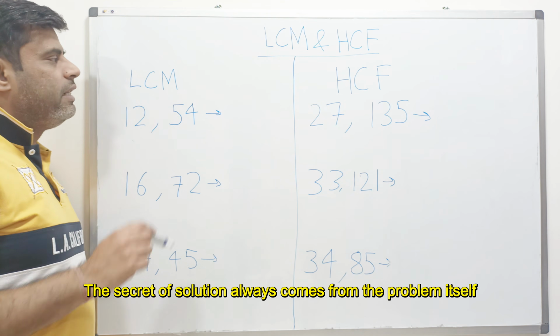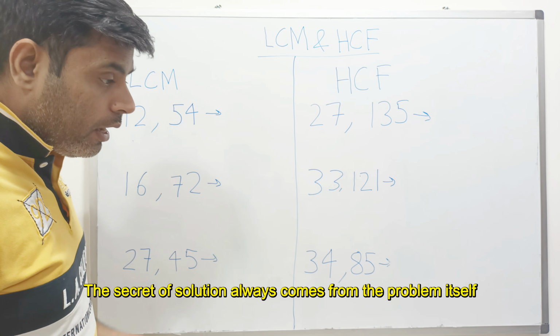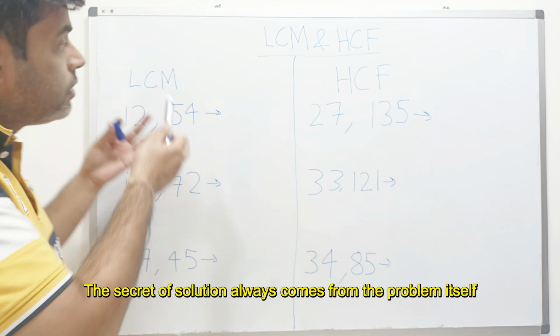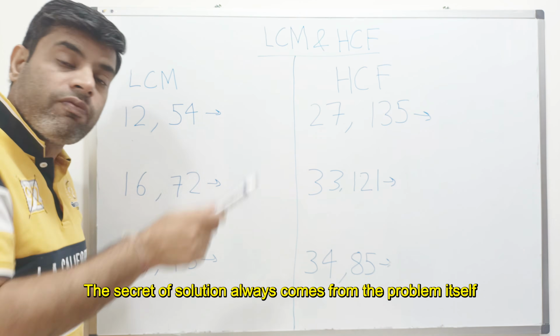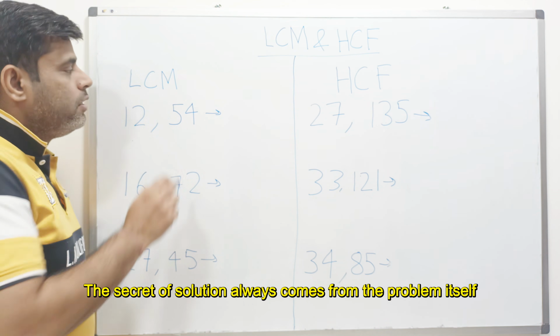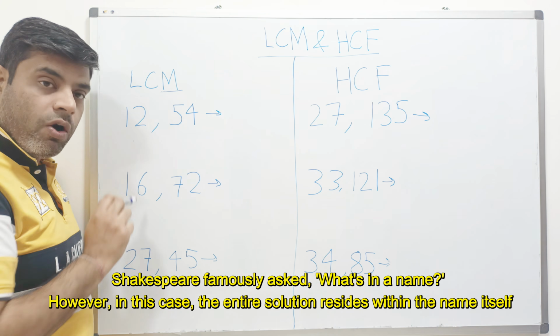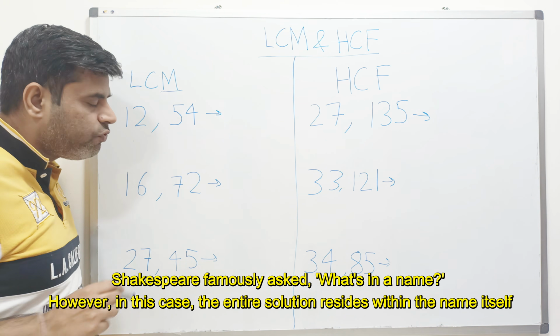So the first technique comes from the name itself. In math, a lot of times we don't concentrate on the names, because the names give you a hint of the answer. The least common multiple, the answer is here only. So when we say least common multiple, multiple is an important word. Now I want to find out the LCM of 12 and 54.